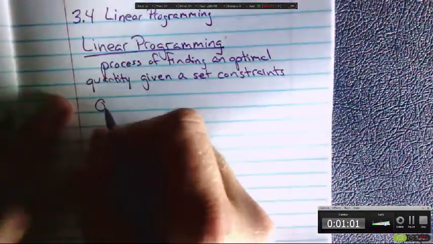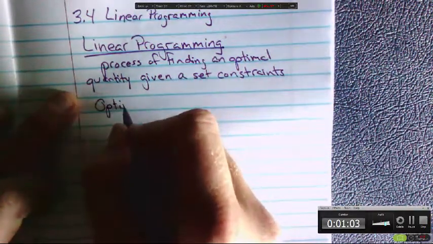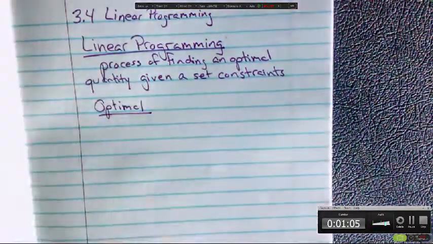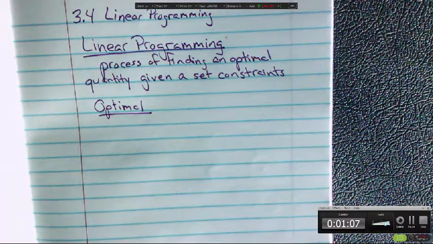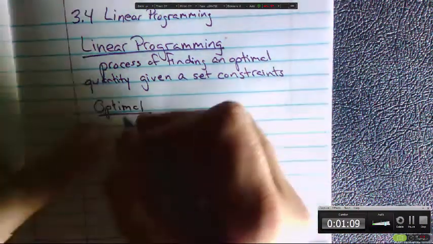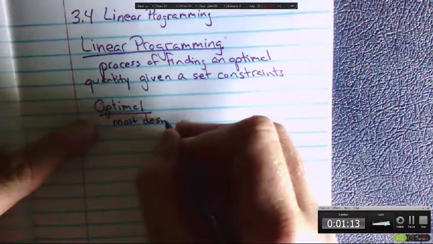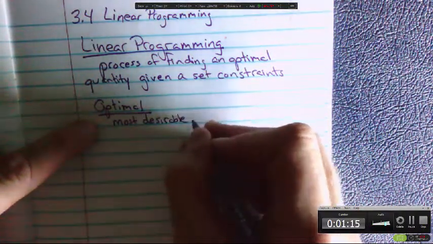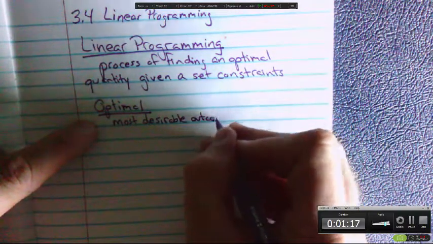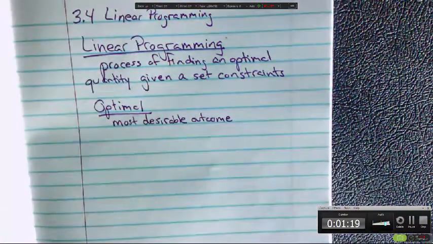The question is, what does optimal mean? If you remember when we did that farmer problem, the scenario at hand problem, optimal is the most desirable outcome. So if we're talking about income, the most desirable outcome is to make the most income. So in terms of income or profit, you'd want to maximize it. So the optimal answer is a maximum.